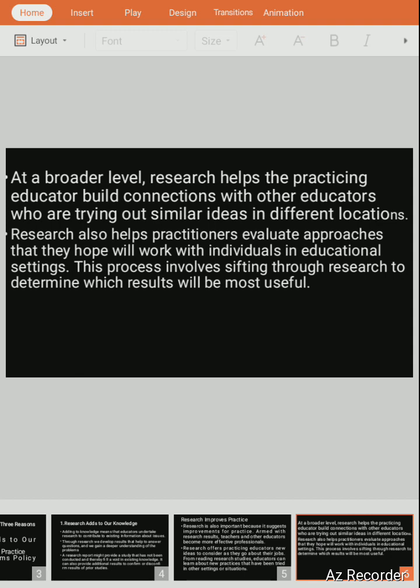If you are not aware about other people's researches on your topic, you will be unable to find a research gap, and then obviously you can't pose a good authentic research problem. Research also helps practitioners evaluate approaches that they hope will work with individuals in educational setting. This process involves sifting through research to determine which results will be more useful. Now, what is sifting? You will take out data that is more relevant to your objectives, to your research questions, and you will omit the unnecessary details.